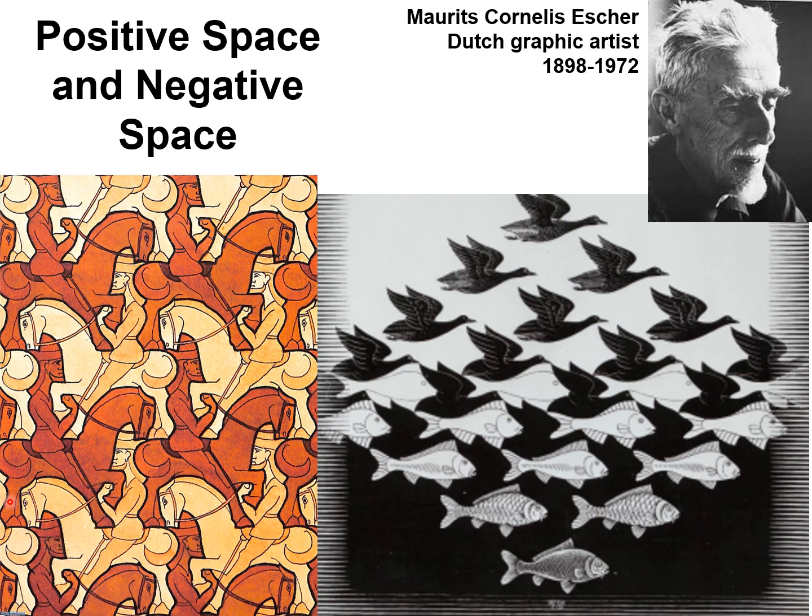Let's look at the drawing on the left-hand side. If you look at the positive space, the horseman is galloping merrily from left to right. If we look at the negative space, the same horseman is galloping equally merrily from right to left.